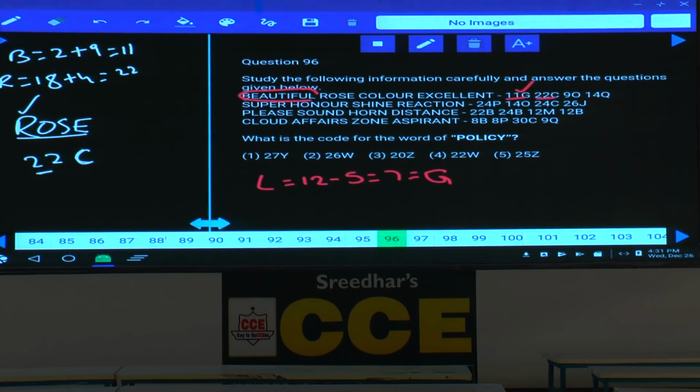Next one, in the word rows. Now in the word rows, what is the value of E? E is 5. How many vowels are there? 2 vowels are there. Hence 5 minus 2 is how much? 3. Now the third letter is C.